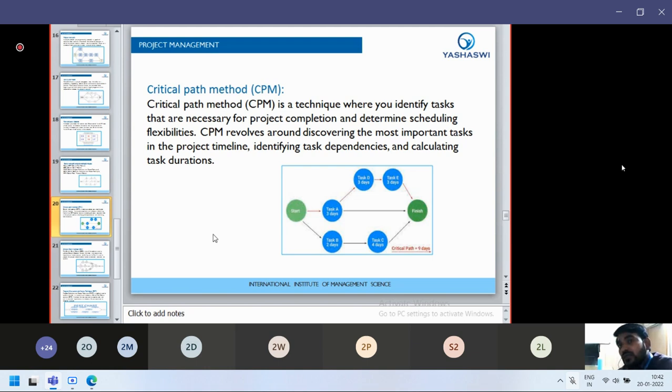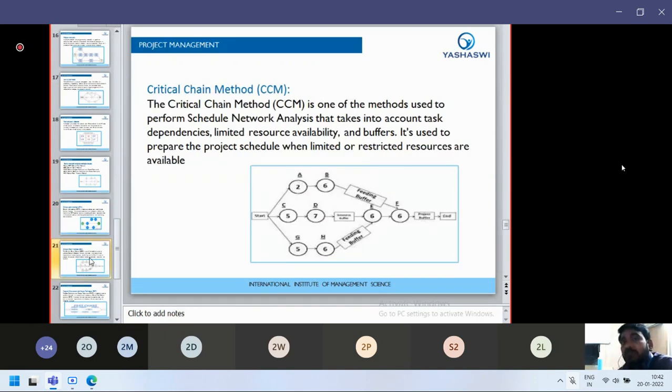Critical path method is nothing but calculating each and every one of these processes for the completion of the project, the duration of the project. In the critical path method, we identify the tasks and calculate how much time is required for the completion of that process. These come under the critical path method. Okay, this is the critical chain method. What is meant by critical chain method?